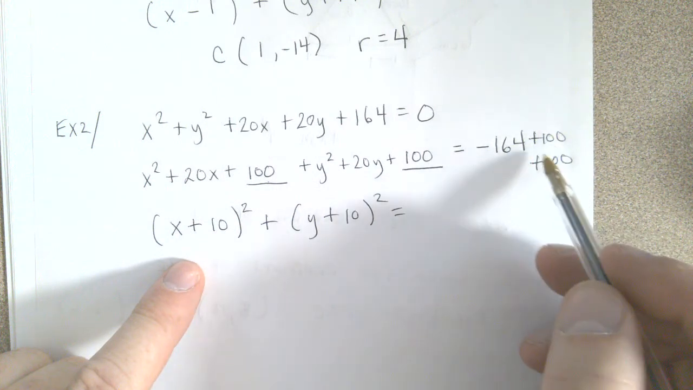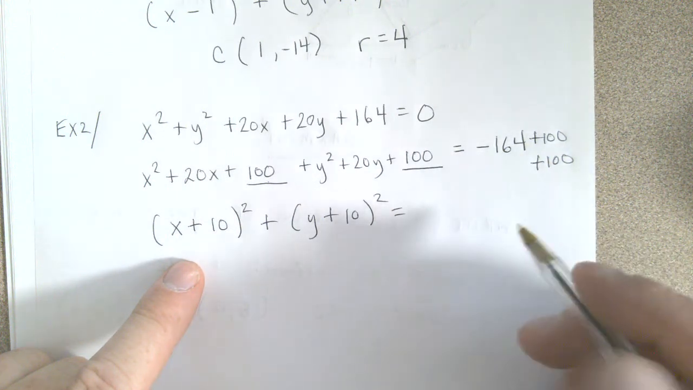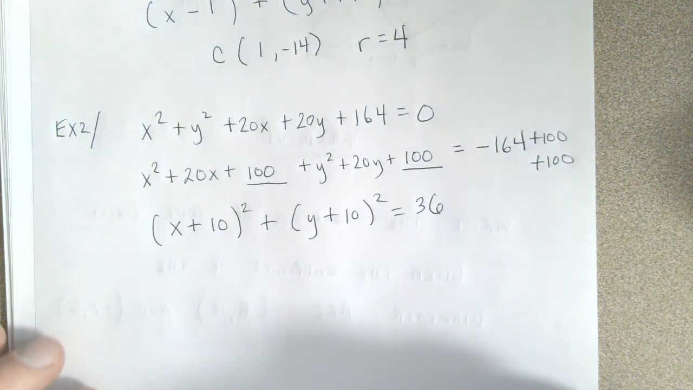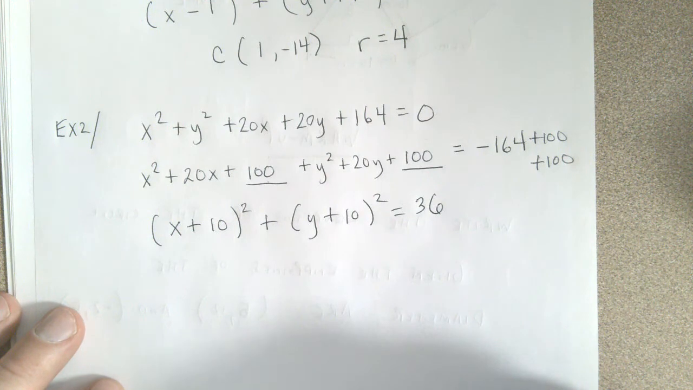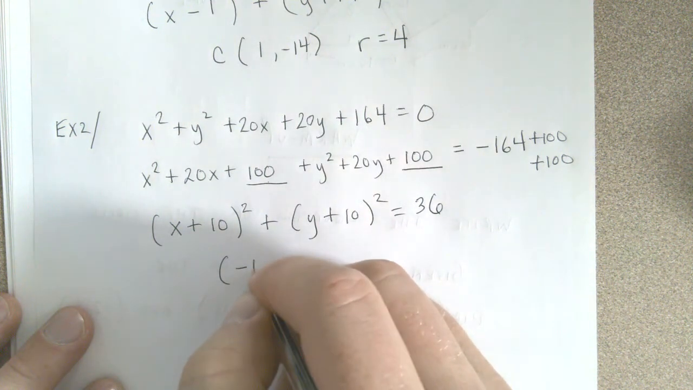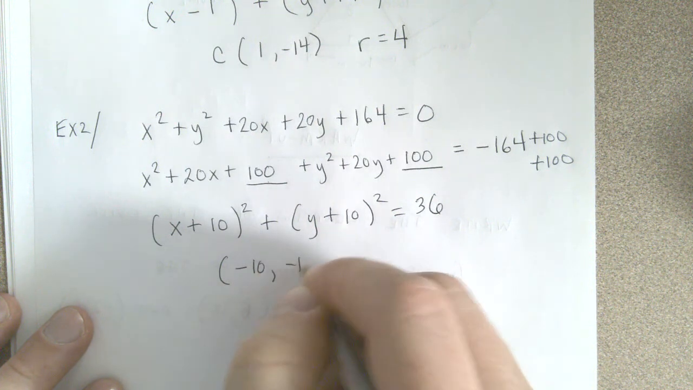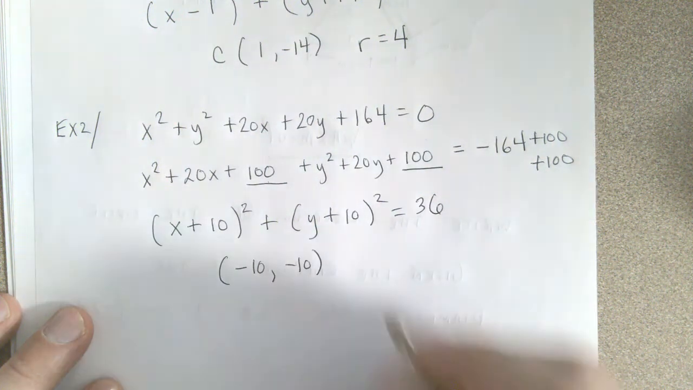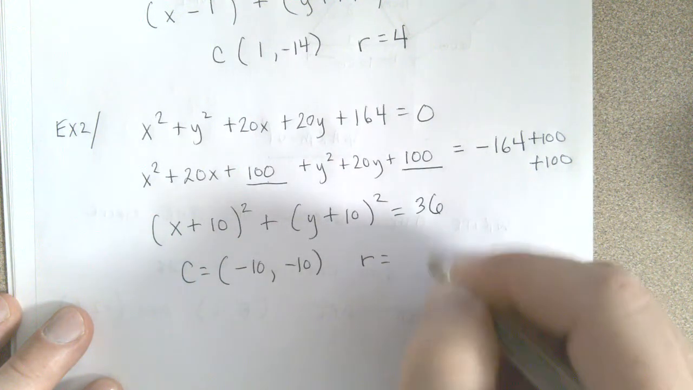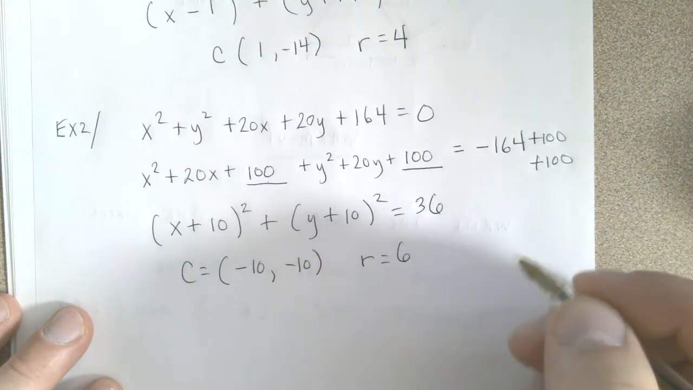100 plus 100 is 200, minus 164 is 36. So my center for this one, negative 10, negative 10, that's the center. The radius, square root of 36 would be 6.